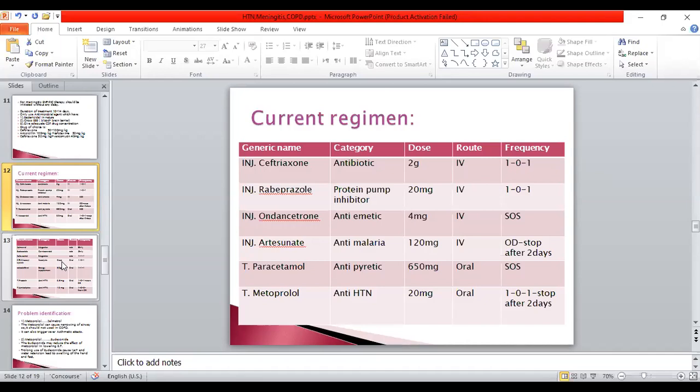Which class of drug is artesunate? What is its mechanism of action? It produces reactive oxygen species, oxygen radicals, against the parasite. Yes, sir.